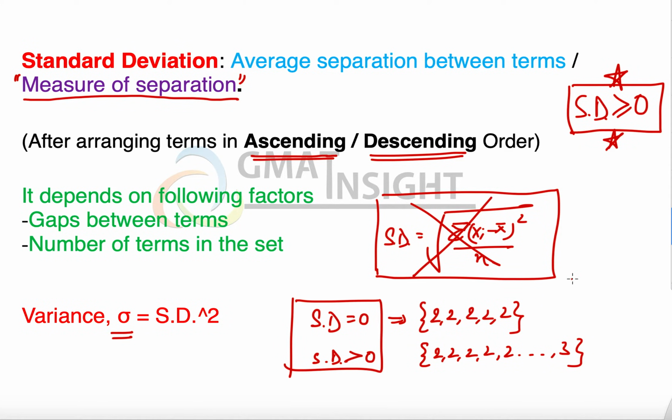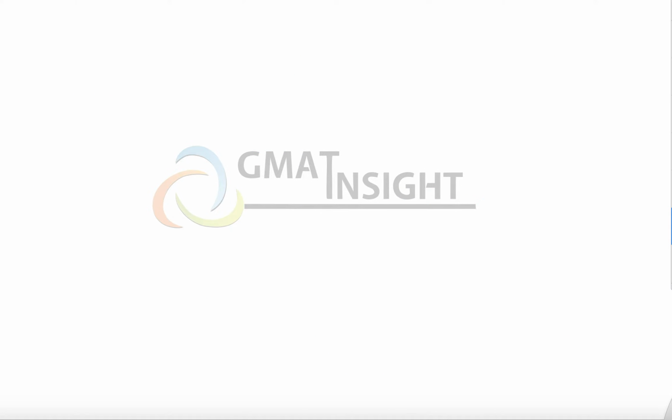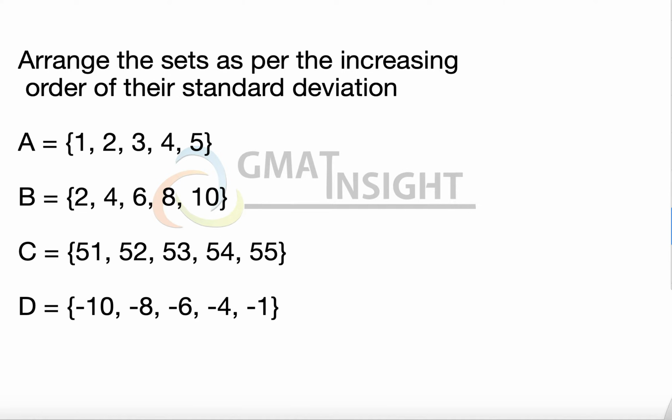Now, we will try to understand more about the standard deviation with the help of a few examples. So I have kept a really good example for us to understand how to compare the standard deviation of various sets. So here is the first example. This example basically gives us 4 different sets A, B, C, D. A has 5 terms 1, 2, 3, 4, 5. B also has 5 terms 2, 4, 6, 8, 10. C also has 5 terms 51, 52, 53, 54, 55. And D also has 5 terms, which are minus 10, minus 8, minus 6, minus 4, minus 1.